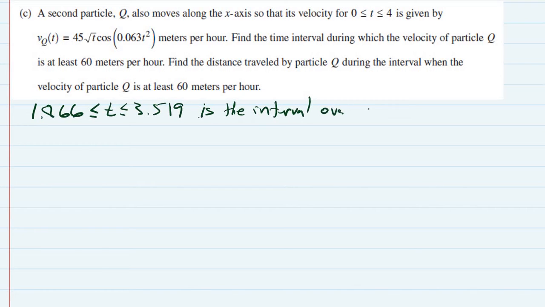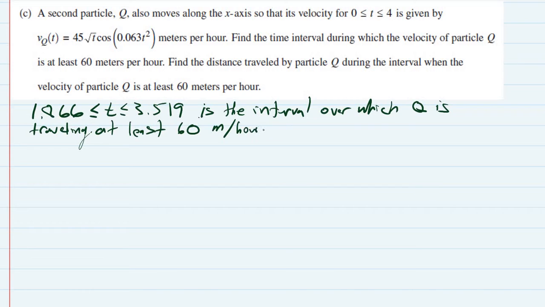over which Q is traveling at least 60 meters per hour. Now it also wants me to find the distance traveled by particle Q during the interval when it's at least 60 meters per hour.